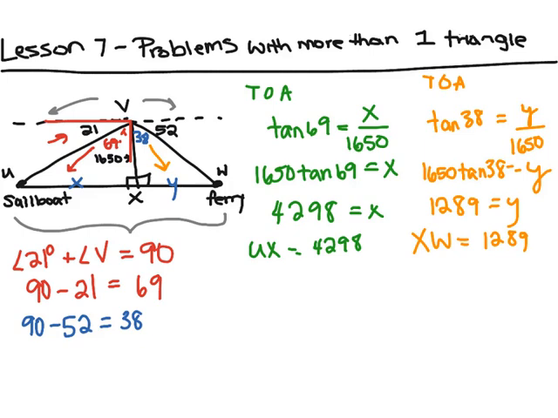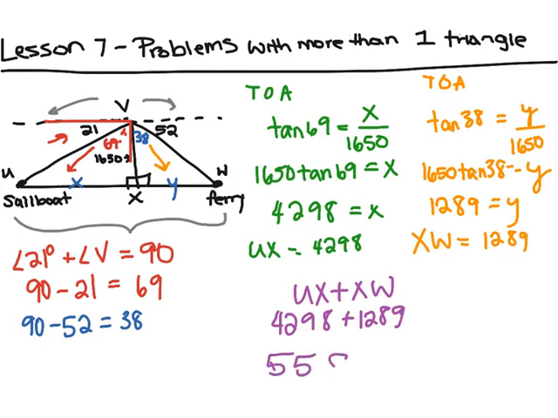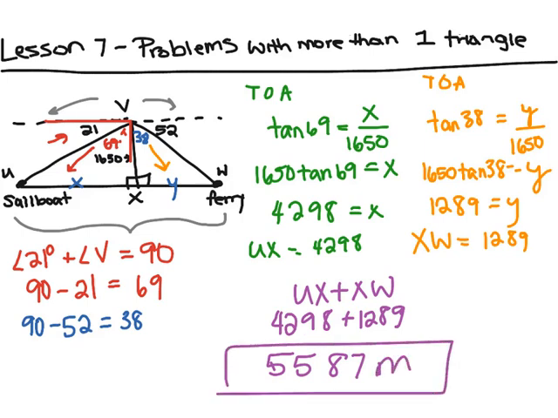So we want to find the total distance between the two, so we're going to do UX plus XW, which is 4,298 plus 1,289, which is 5,587. So that is how far apart the sailboat and the ferry are actually.